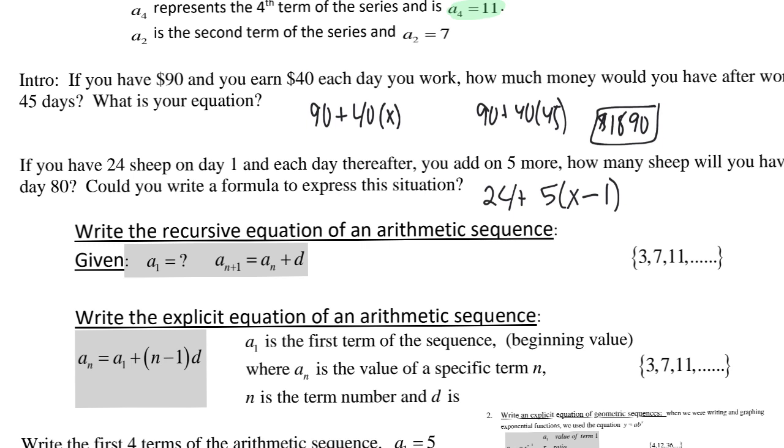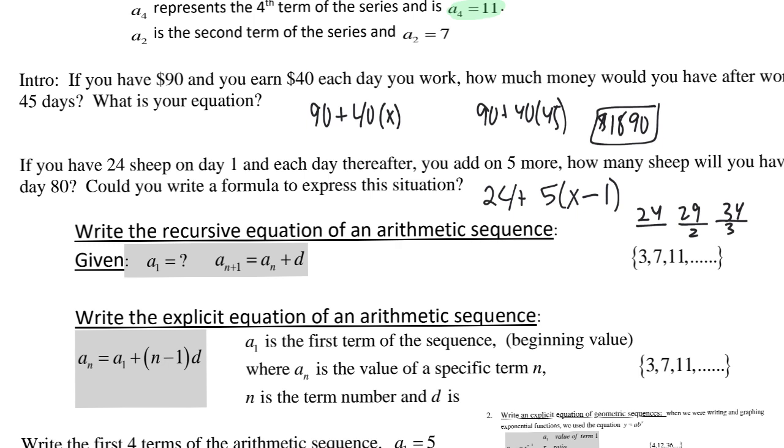If you plug in x as 2, like on day 2, you're going to have 29 sheep. Okay, because 2 minus 1 is 1, and times 5 is 5, plus 24 is 29. So it's how many sheep you're going to have every day. So on day 1, you have 24. On day 2, you have 29 because you've added 5 sheep. The next day, if you plug in 3 for this function, or you just add 5, you're going to get 34. Okay, and so our formula works if x represents what day you're on.